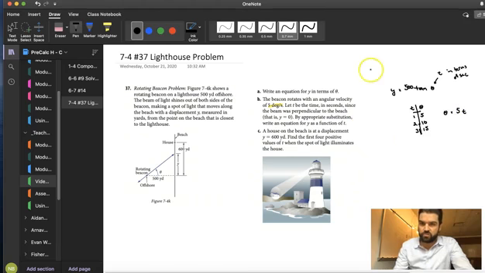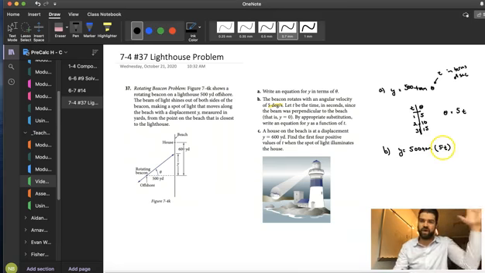So the answer to B, and I'll label these, so this was A. The answer to B is our same function, y is equal to 500 tangent. But since we know this lighthouse is traveling at 5 degrees per second, our angle will be measured as 5t. So every second that goes by, we'll go 5 degrees for our angles.